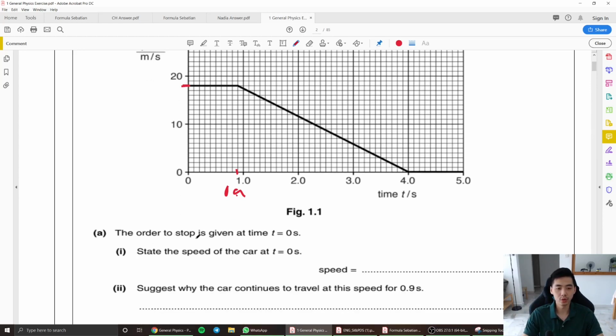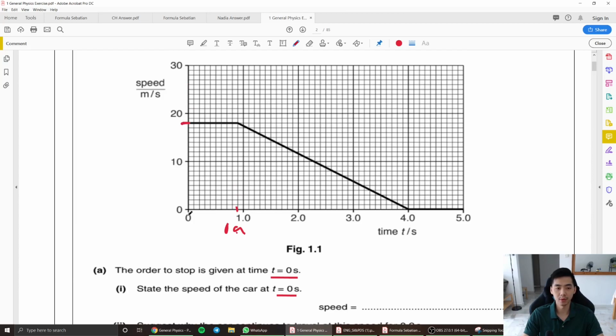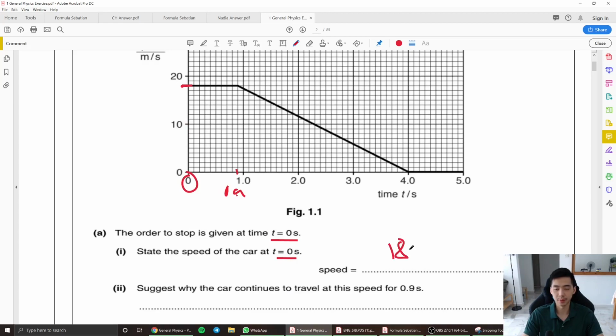The order to stop is given at time equals 0. State the speed of the car at time equals 0. Then obviously time equals 0 will be here. The speed will be here. It is absolutely going to be 18 meters per second.